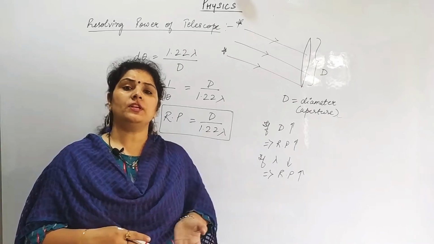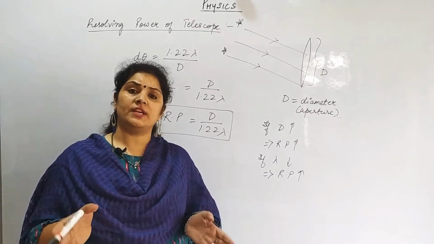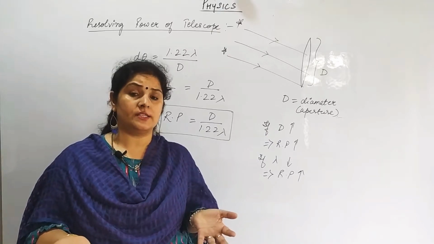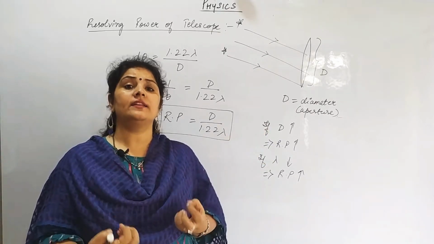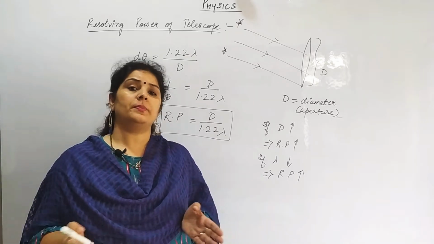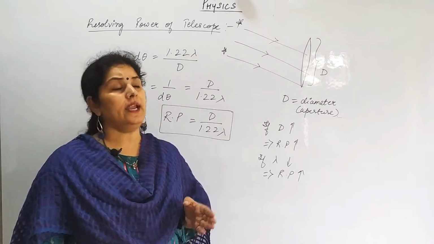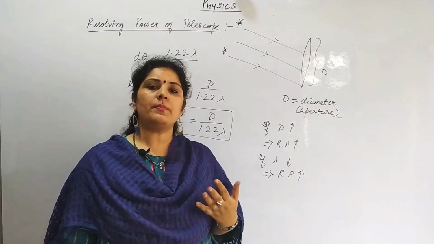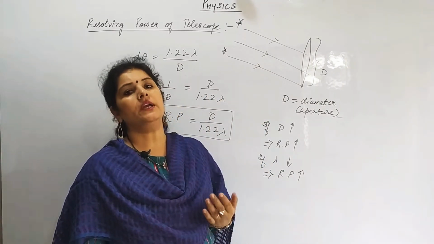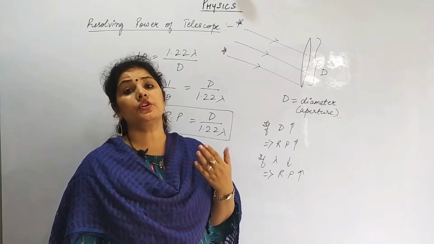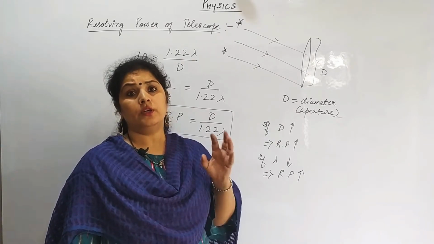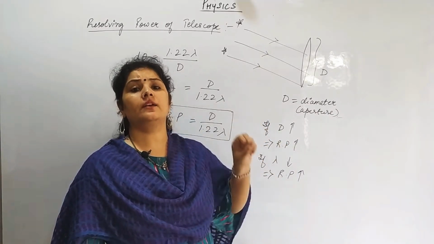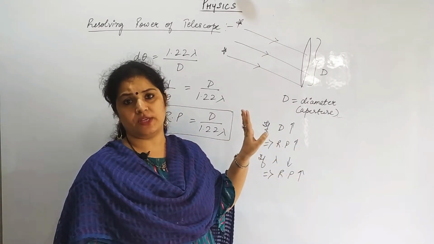In ray optics also we have discussed that the objective lens, the size of the lens should be big, it should be large, so that it can gather more light, and the aperture should also be big, right? So the resolving power of an astronomical telescope is the ability to resolve the images of two distant objects. That could be star, that could be planet, that could be any celestial objects, right?